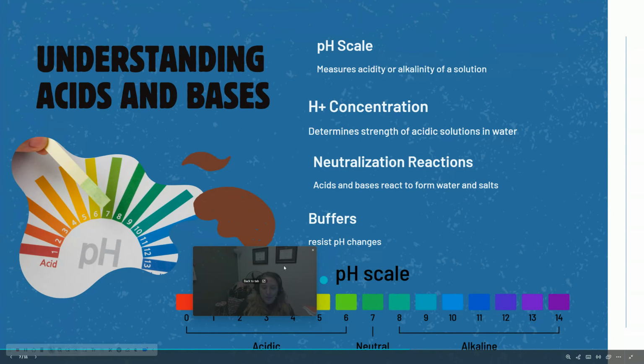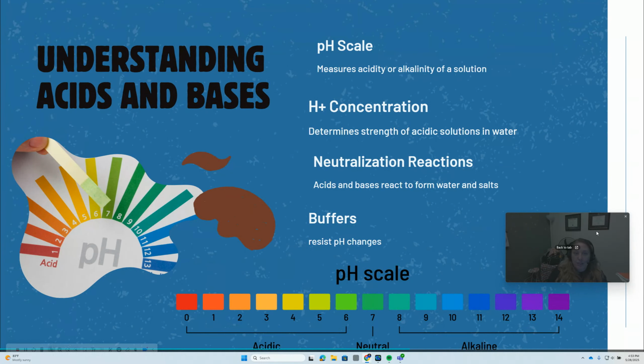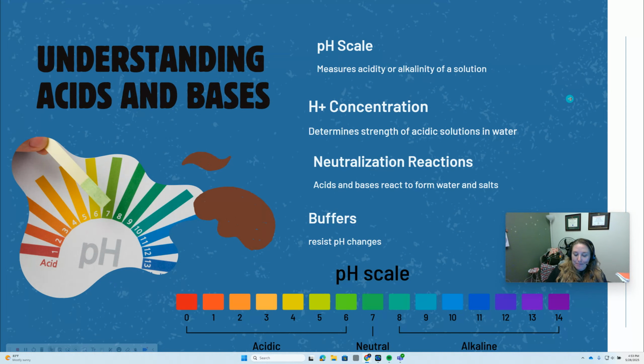And then, of course, we have our pH scale. Anytime we mix things into water, we make a solution and we can measure its pH. That is going to be the measurement of the amount of hydrogen that is in that solution. If we have a lot of hydrogen, we are acidic and it measures on our pH scale 0 to 6.